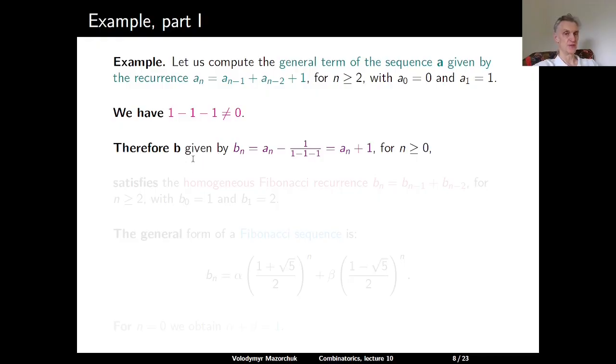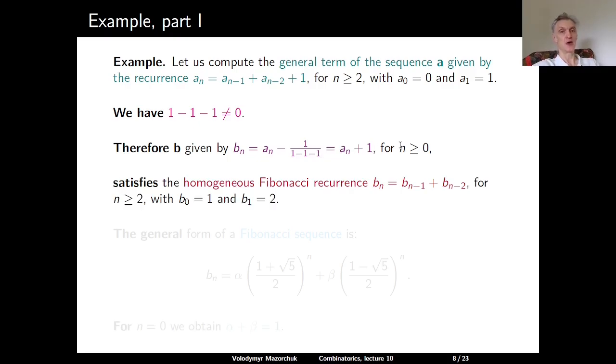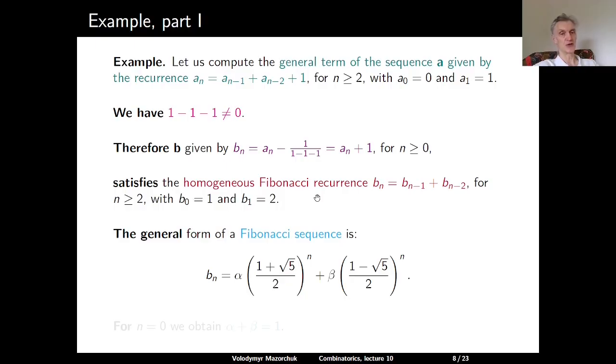Therefore, the sequence B, given as follows, b_n = a_n - 1 divided by (1 - 1 - 1), which is a_n + 1, for n greater than or equal to 0, satisfies the homogeneous Fibonacci recurrence: b_n = b_{n-1} + b_{n-2}. That's it. But now the initial conditions for B will be b_0 = 1 and b_1 = 2. From the previous lecture, we know the general solution to the Fibonacci sequence.